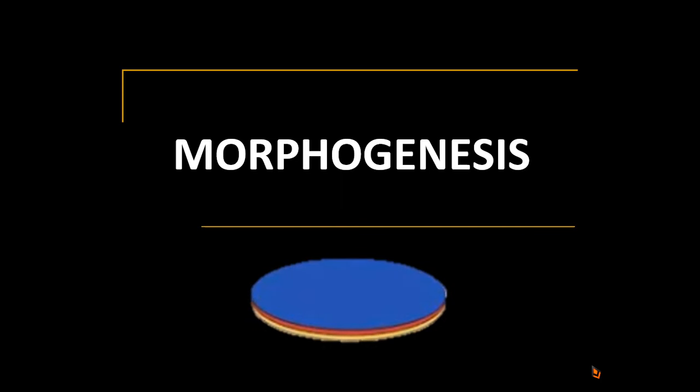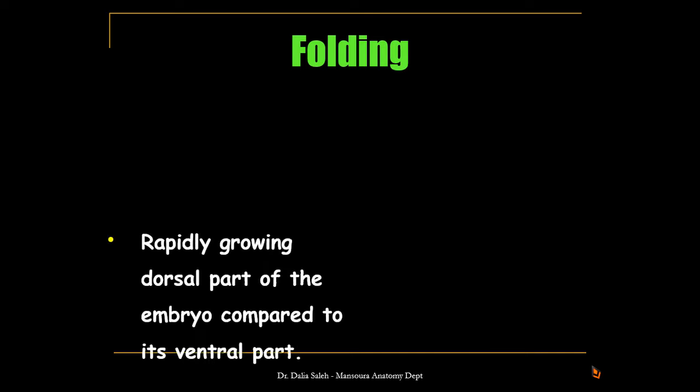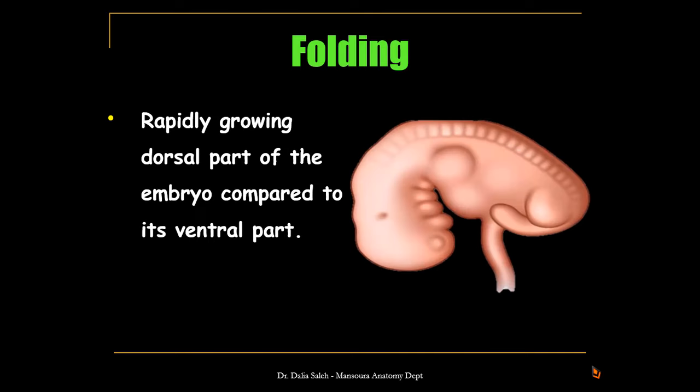Simply, the trilaminar flat embryonic disc transforms into a cylinder. Why does folding happen? Because of the rapidly growing dorsal part of the embryo in comparison to its ventral part. This is because of the development of the neural tube and the somites. So the dorsal region of the embryo grows faster than the ventral region, and this forces the embryo to fold or bend upon itself.